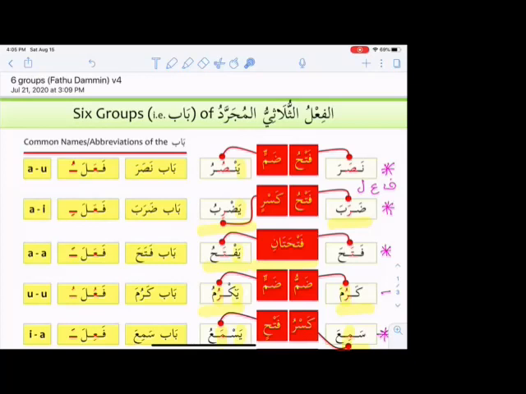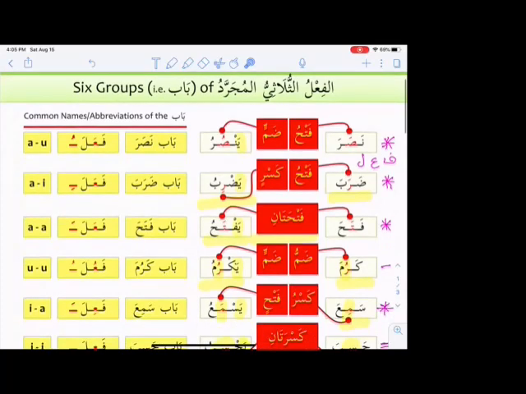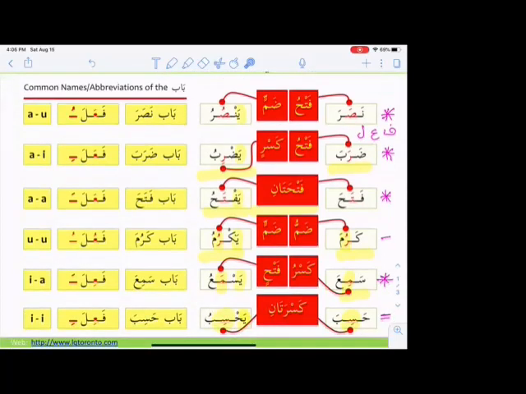Daraba, yadribu. So any verb that goes on this pattern will always have a daraba, yadribu, or jalasa, yajlisu, raja'a, yarji'u. These are all bab daraba. This is fatah, fatah. Zahaba, yazhabu. So this is fatah, fatah here. Karuma is very simple. Not too many verbs. Yakrumu. Samia. Now there is a kasra. And it will become yasmau.